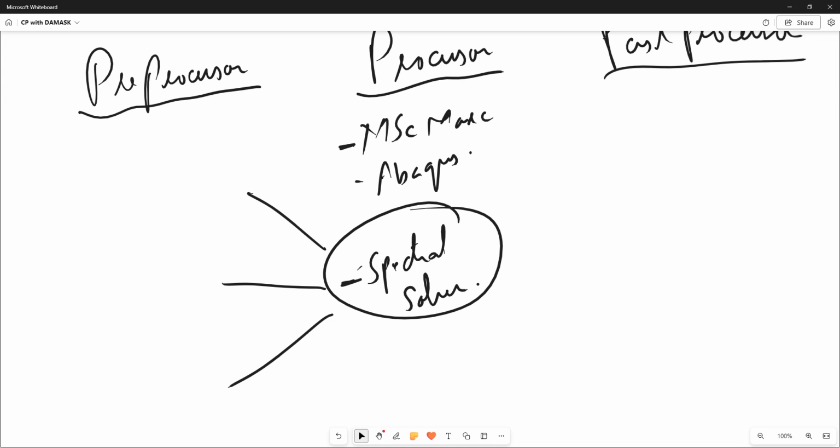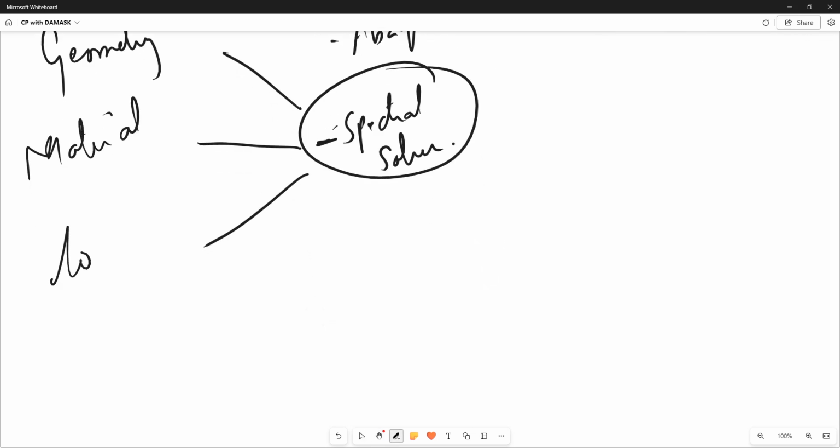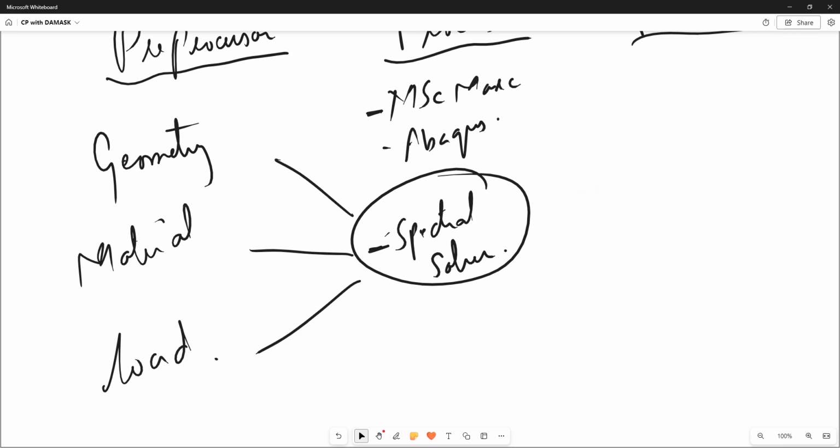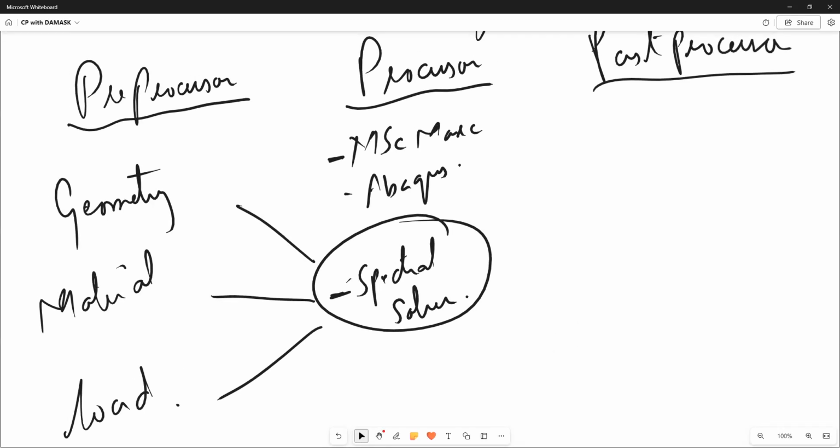For the spectral solver, we want to define a geometry file. Then we want to define a material file, and we want to define a load file. These are the three files that we need for DAMASK to be used with the spectral solver, right?